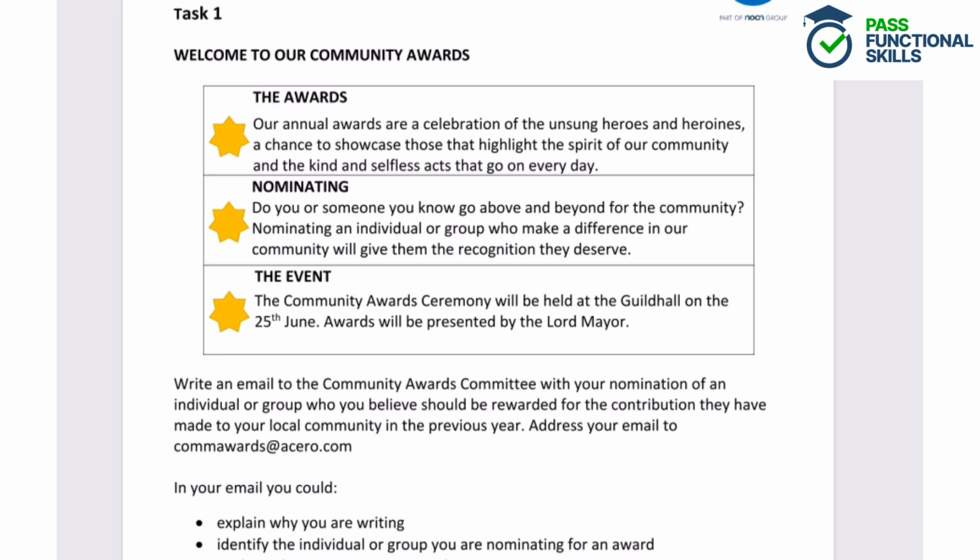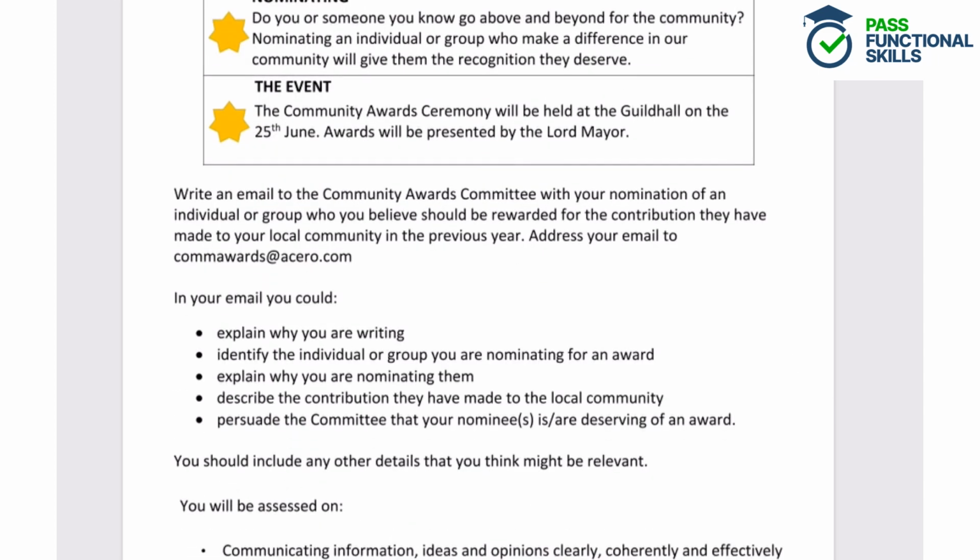Write an email to the Community Awards Committee with your nomination of an individual or group who you believe should be rewarded for the contribution they have made to your local community in the previous year. Address your email to comawards@asaro.com. In your email, you could explain why you were writing, identify the individual or group you are nominating for an award, explain why you are nominating them, describe the contribution they have made to the local community, and persuade the committee that your nominee or nominees are deserving of an award. You should include any other details you think might be relevant.